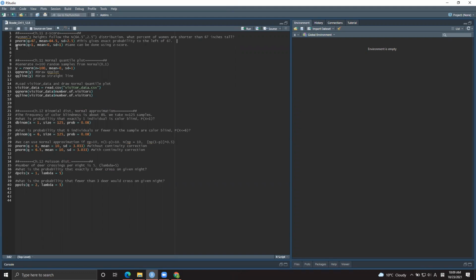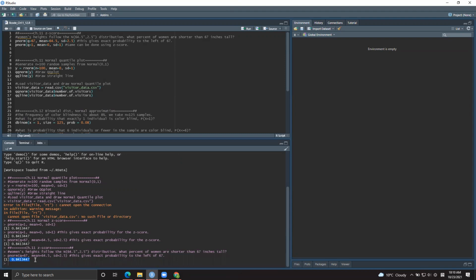Or you could also do this after standardizing. If you standardize this data, 67 minus 64.5, whole thing over 2.5, you get a z-score of what? A z-score of 1. And you can also compute the area under this z curve. This z-score has mean 0 and standard deviation 1, so you can specify that. And pnorm will give you the area under the curve to the left of this z-score value. So let's see what they return.